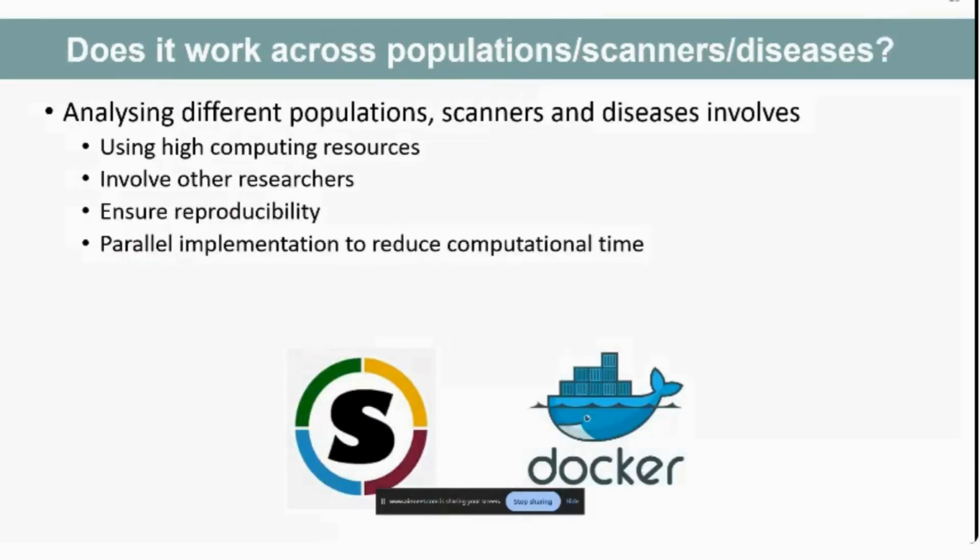But then we only tested in our internal data sets. So how can we ensure reproducibility and share with other researchers? We decided to encapsulate this pipeline in a Docker container, also exported through Singularity, because some universities have privacy concerns about Docker. And we actually added a parallel implementation so we can process multiple scans at the same time.